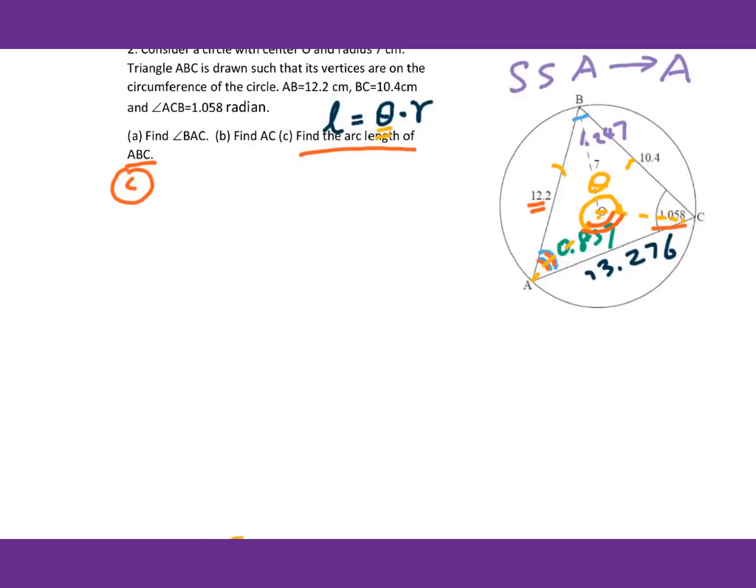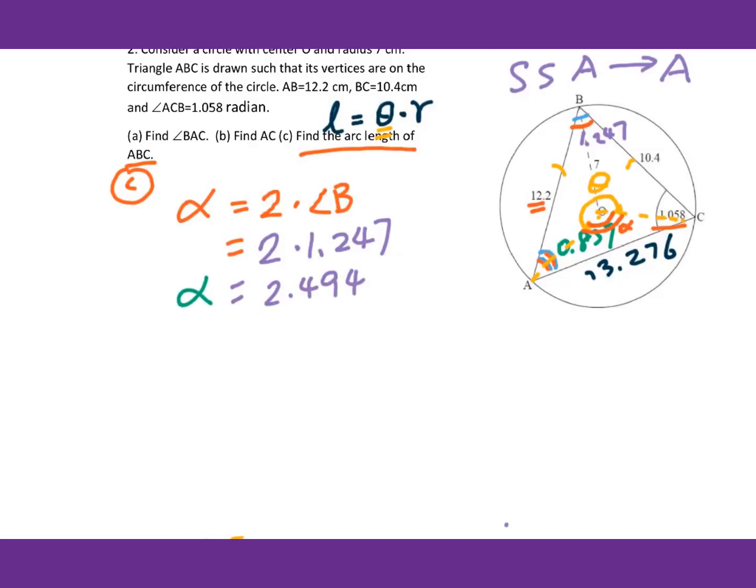This angle, let's label as alpha. Alpha is a central angle, and B is an inscribed angle. Alpha equals 2 times angle B, which means 2 times 1.247 equals. We got alpha equals 1.494. For theta equals.